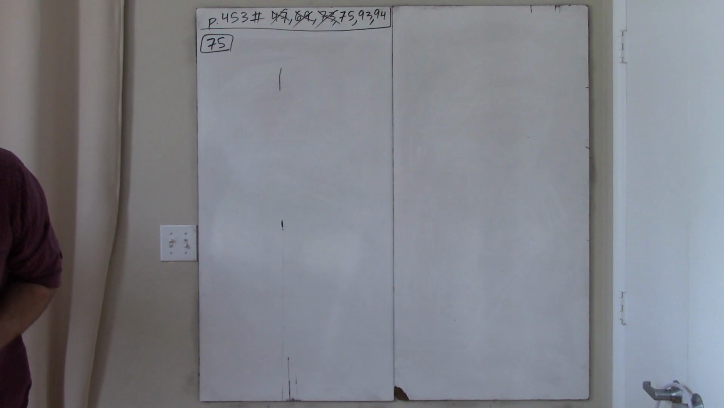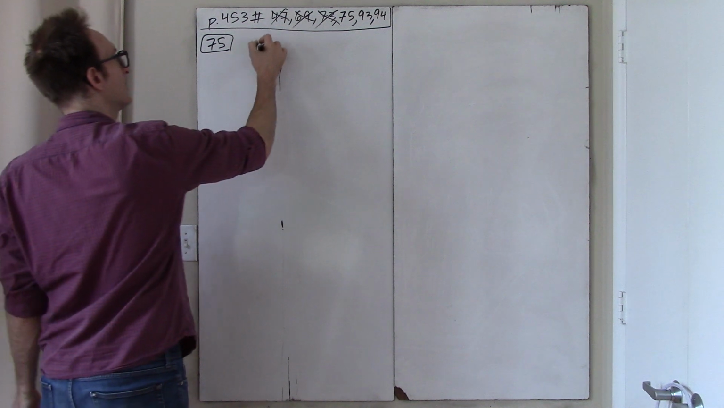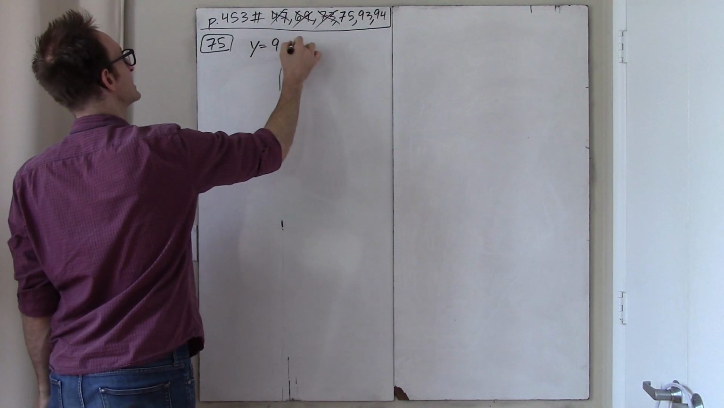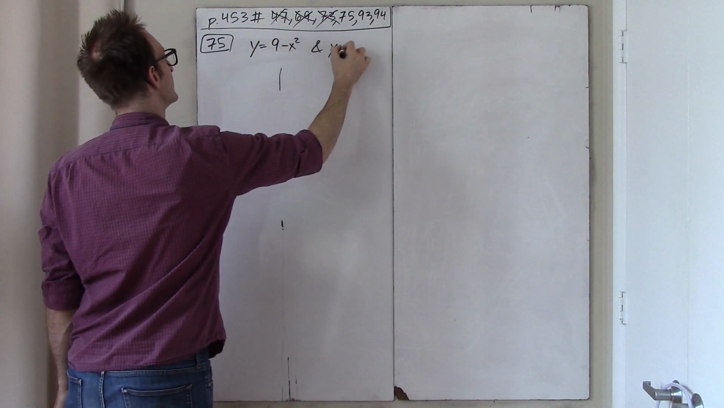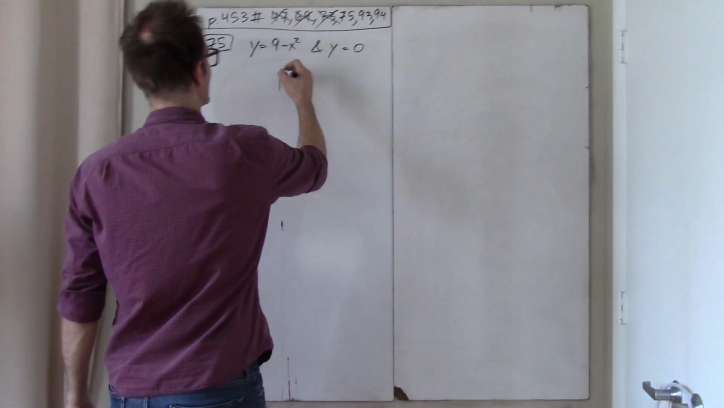75 says, find b such that the line y equals b divides the region bounded by the graphs of the two equations into two regions of equal area. Yikes. So we are given y equals 9 minus x squared and y equals 0. First of all, given that parabola and that line, there's some region which is bounded by those two equations. So step 1, let's get a picture going of that region so we can reason about it.